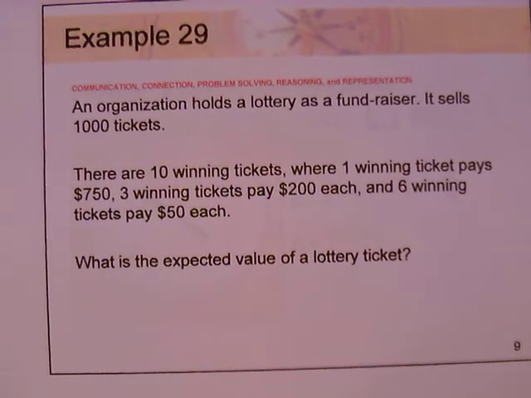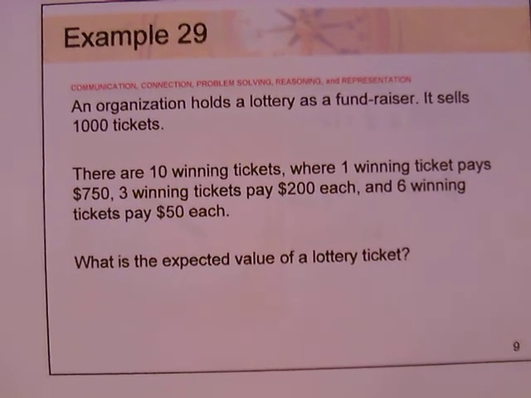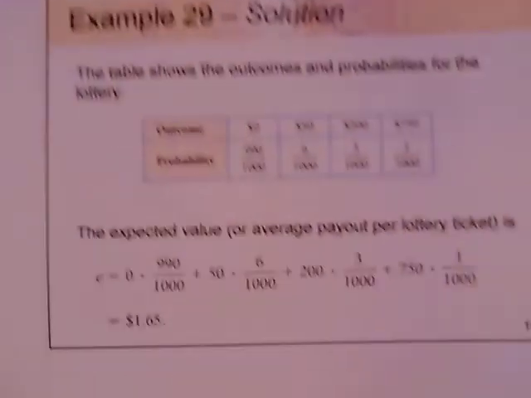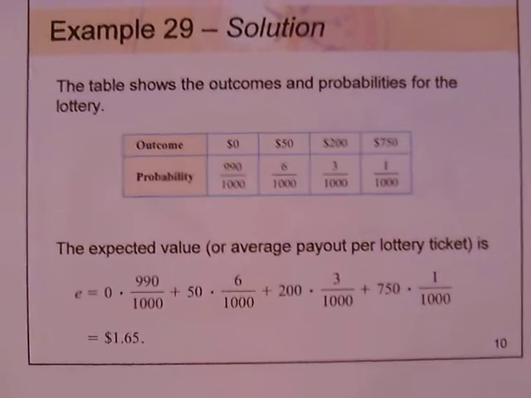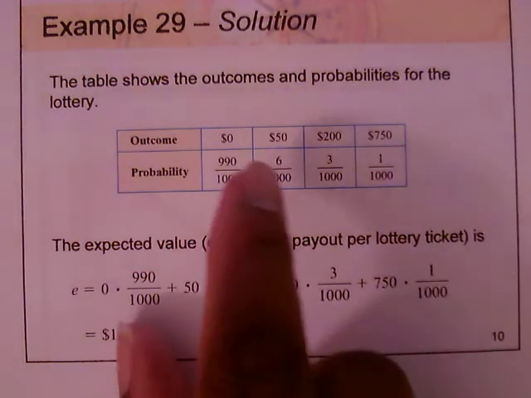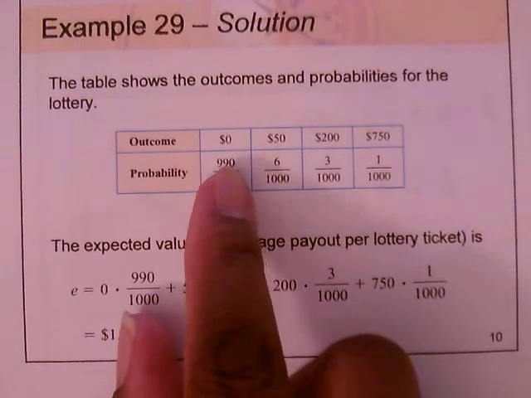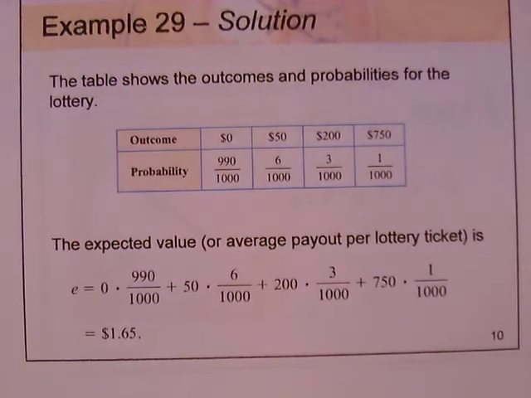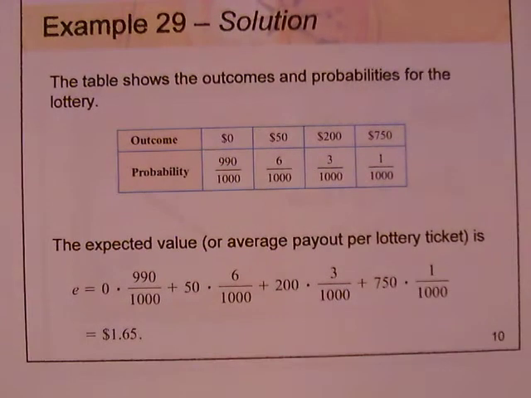So here we're going to look at getting that expected value using that particular formula that I gave you. The table does show the outcomes and probabilities for the lottery. The outcome for $0, that probability is 990 out of 1,000. The reason for that is this. There are 1,000 tickets and only 10 of them have winning amounts. The other 990 will not. So the outcome for 0, that probability would be 990 out of 1,000.